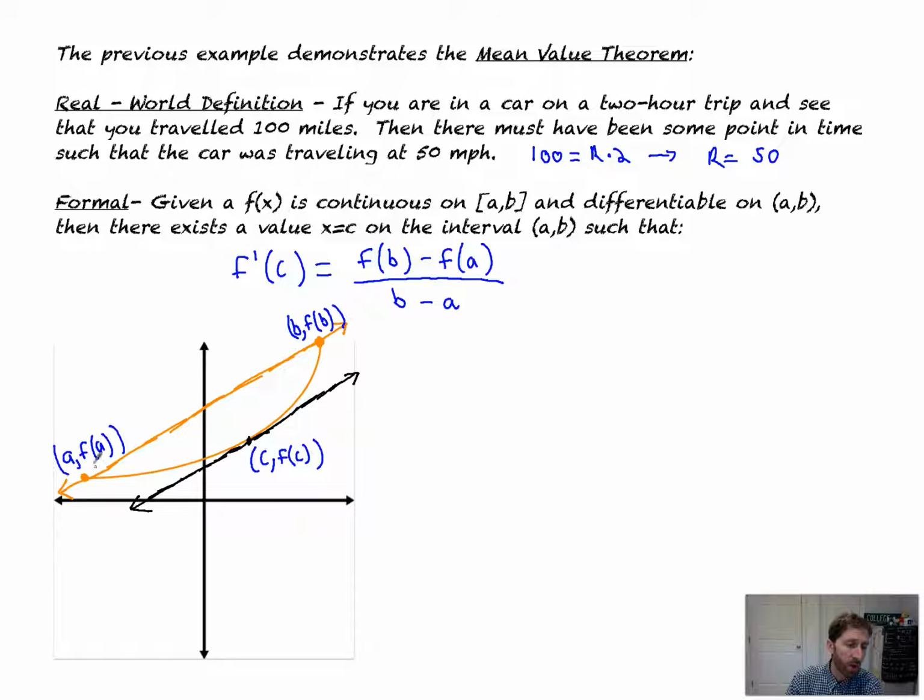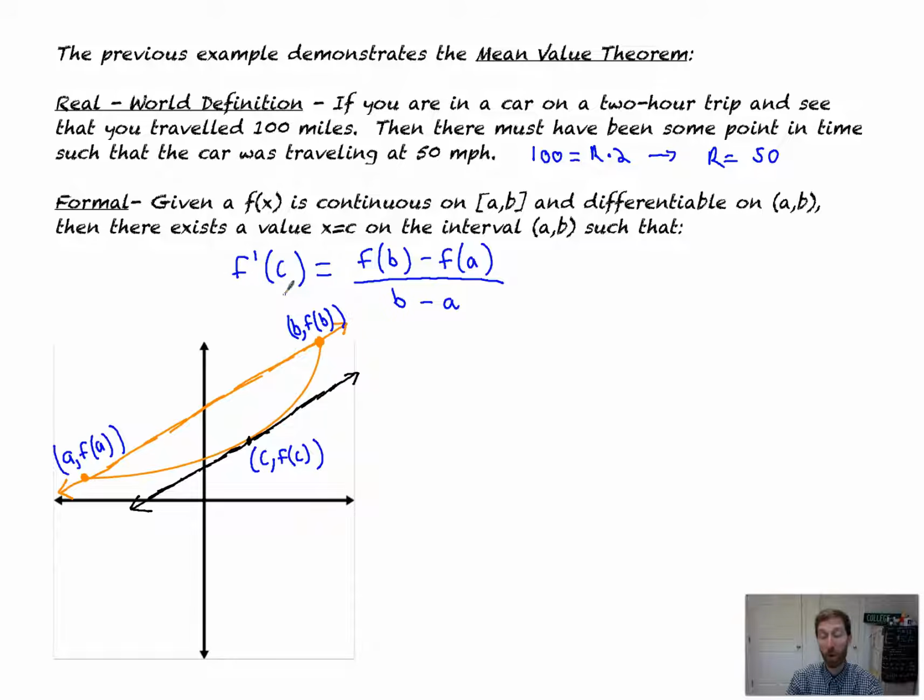So you've got these two starting points, a comma f of a. This is the graph of f of x, this orange curve. b comma f of b is the other endpoint. It's smooth and continuous on that interval. And so what we see is we've got a slope of a secant line. Mean value theorem says there's got to be at least one point between a and b such that the slope of a tangent line is the same as the slope of that secant line. That's a geometric way of putting it. In other words, the average velocity, here you go, rise over run, is equal to the instantaneous velocity at some point.